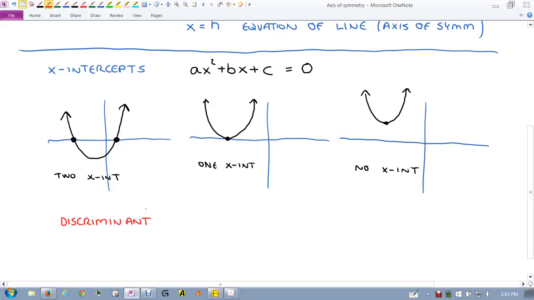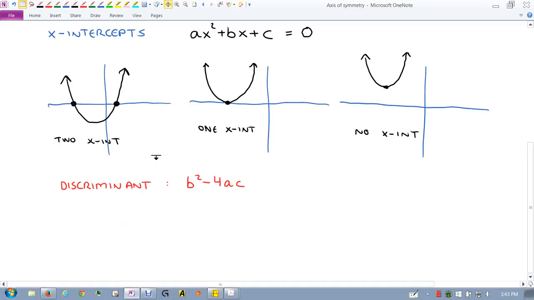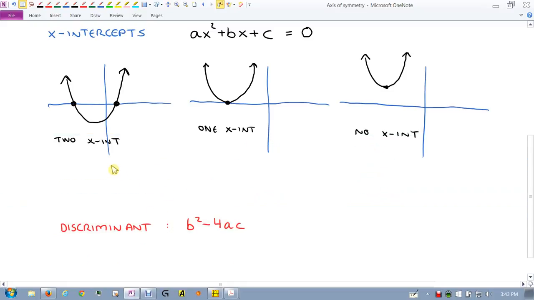It's called the discriminant. And what it is, it's just b squared minus 4ac. Tell me now, with this case where you have two answers, what must the discriminant be? In order to get two x-intercepts, your discriminant is going to have to be what? Positive, right? So what we say is in this case, your discriminant is positive, greater than 0.